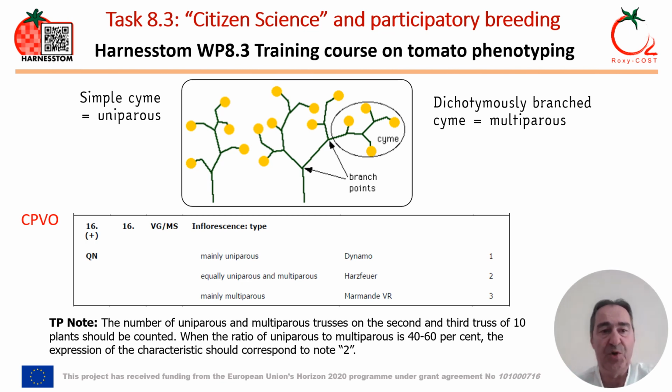The CPVO protocol ranks the trait into three classes, mainly uniparous, mixed, or mainly multiparous. This classification is quantitatively determined by counting the type of inflorescence on the second and the third truss of at least 10 plants, using 40% and 60% as the borders for each class.